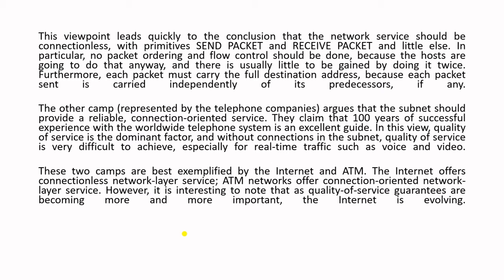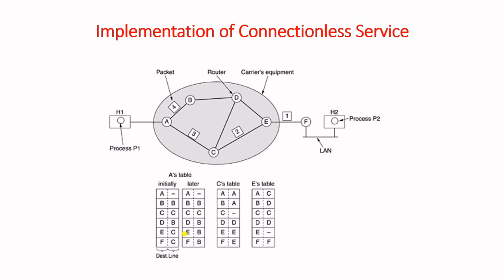These two camps are best exemplified by the Internet and ATM networks. The Internet offers connectionless network layer services. ATM networks offer connection-oriented network layer services. However, it is interesting to note that as quality of service guarantees are becoming more and more important, the Internet is evolving. So this is the implementation of connectionless service.